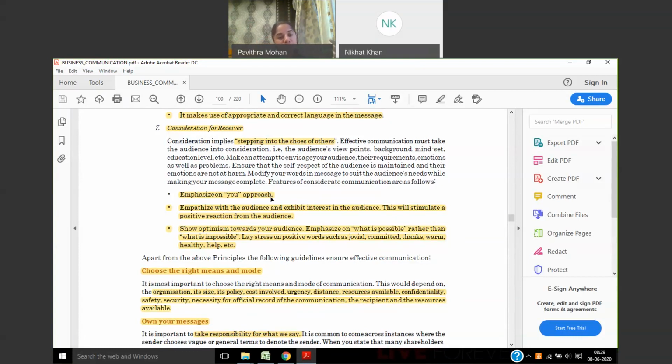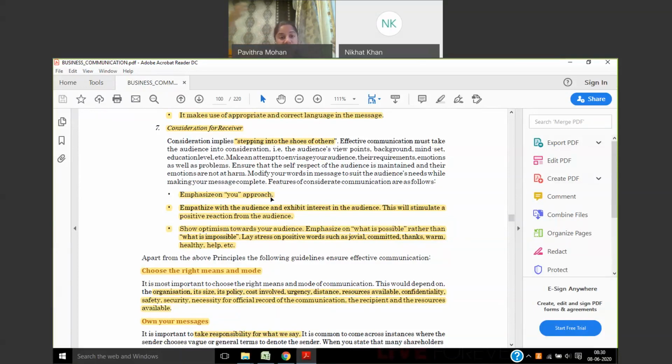The same approach needs to be applied even in my corporate world. So what will I do? Let my receivers be middle level employees, lower level employees, or external organization communication. Whoever I'm trying to express this information to, I'm going to keep them in my mind, and based on their requirement, I'm going to start writing my message, drafting my message or giving my speech. This is called the you approach.